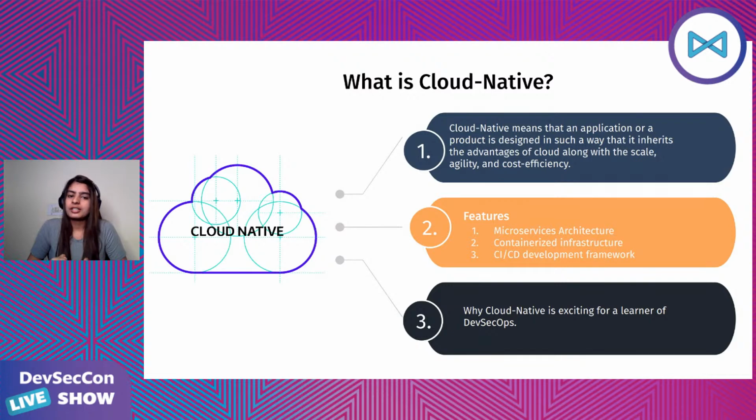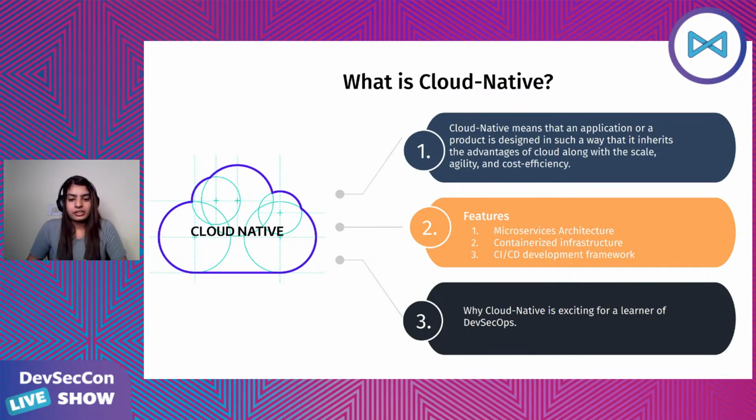So, what is scale over here? It refers to the ability to increase or decrease IT resources as needed to meet changing demand, and agility is the ability to do the minimum necessary to get any job done, and the ability to adapt to changing conditions. So a few of the features of cloud native are, first one, microservices architecture.